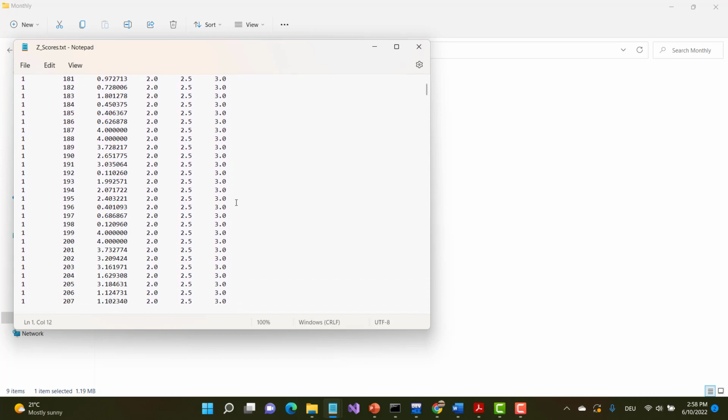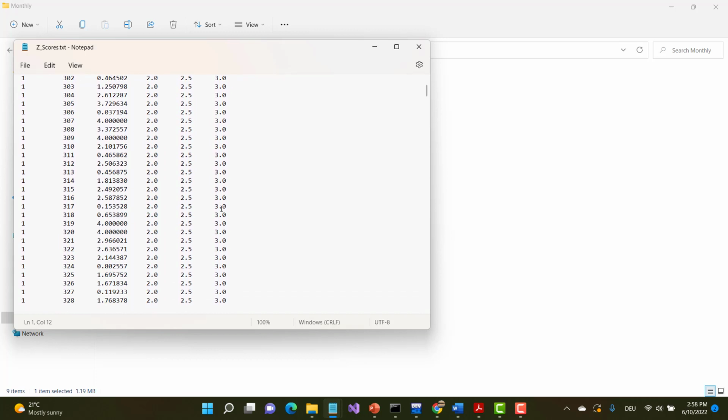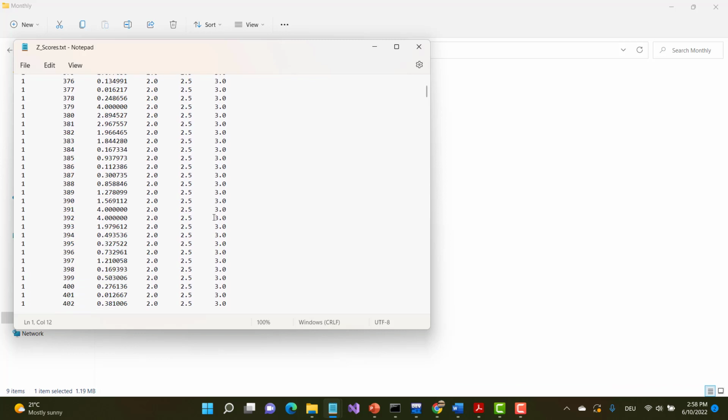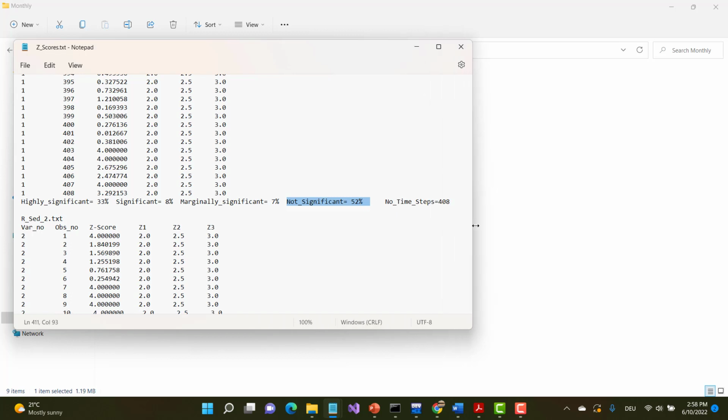Here our variables are just different subbasins. And then at the end, after 480 months, that's the simulation period, you get a little summary here. It says 33% of times the difference was highly significant, and then 8% of times it was significant, and 7% of times it was marginally significant. Therefore, 52% of times it was not significant. So the difference was not significant for subbasin number one.